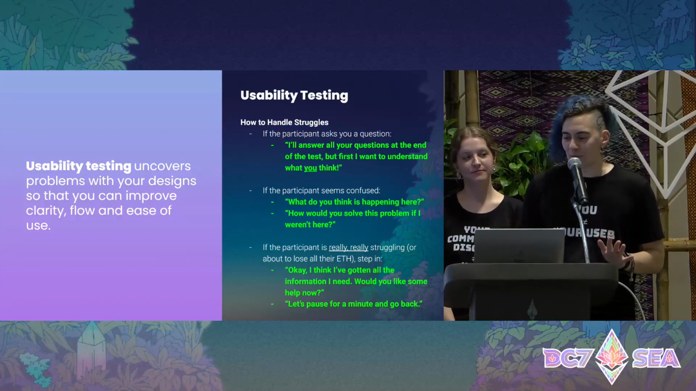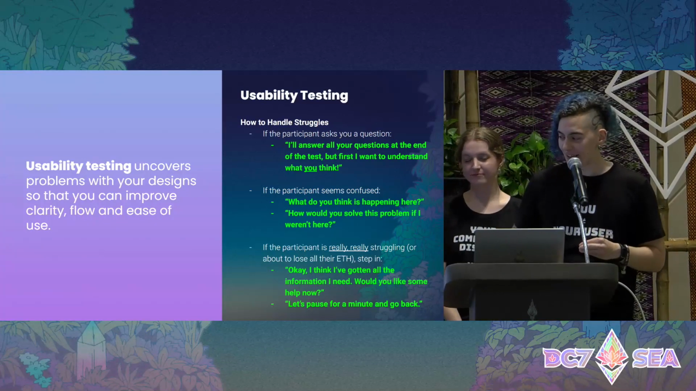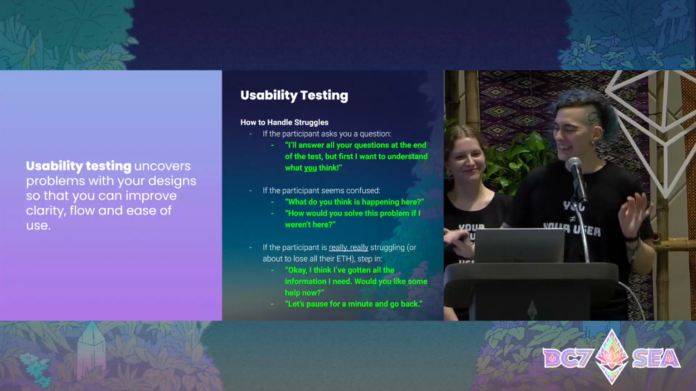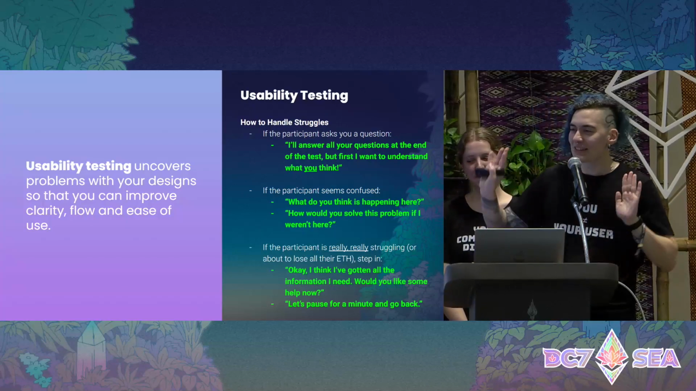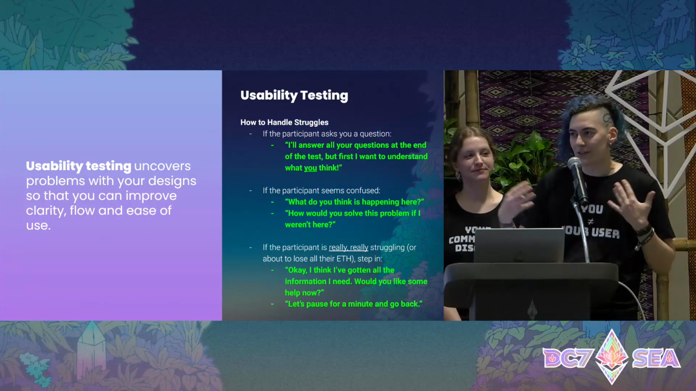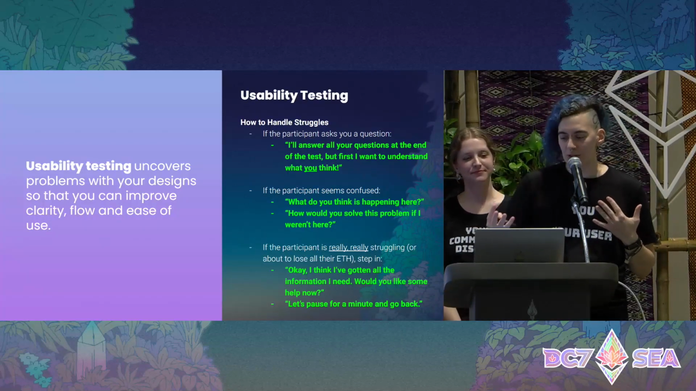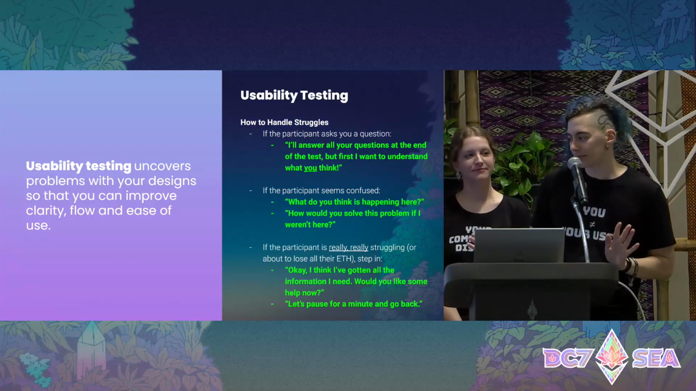And this is the moment for you to tap into that inner serenity and be like, that's a great question. I'll answer it at the end. But for now, just do whatever feels right. I want to learn about your assumptions, your habits, what you would do. If you have any questions, at the very end of the test, I'll answer all of them.